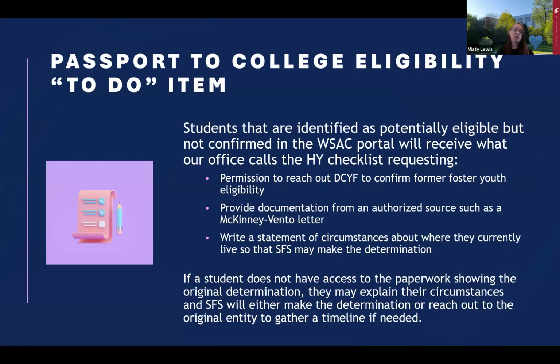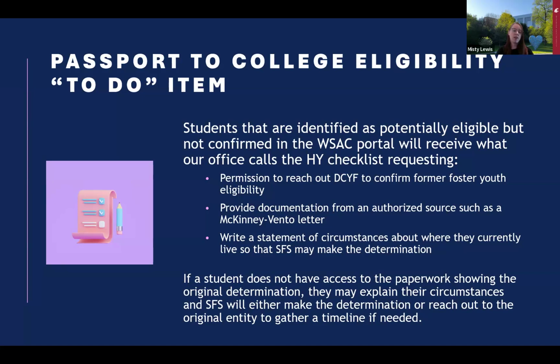Students that are identified as potentially eligible but not confirmed in the WSAC passport portal will receive this to-do list. Our office calls it the HY checklist. And when students complete this checklist, they are doing a couple of different things depending on what their eligibility may be. So in this checklist, they could be giving us permission to reach out to DCYF to confirm their former foster youth eligibility, if that's what's pending in the portal. They could be providing documentation from an authorized source, such as their McKinney-Vento letter, or they could be writing a statement of circumstances about where they currently live so that Student Financial Services can make that determination for them.